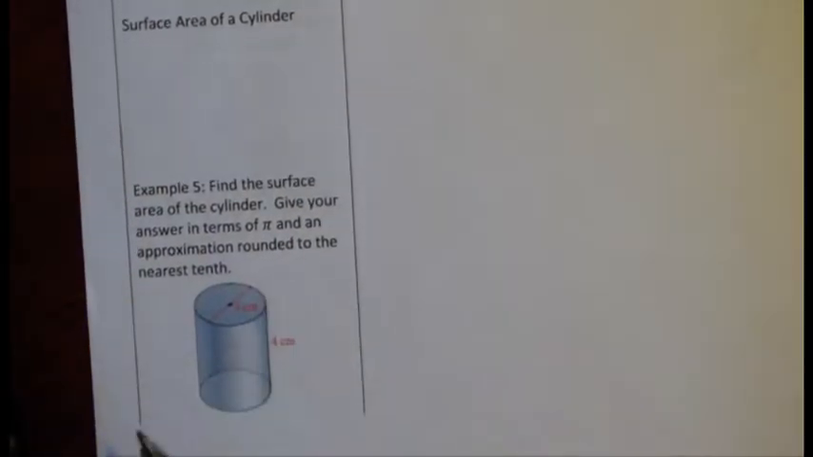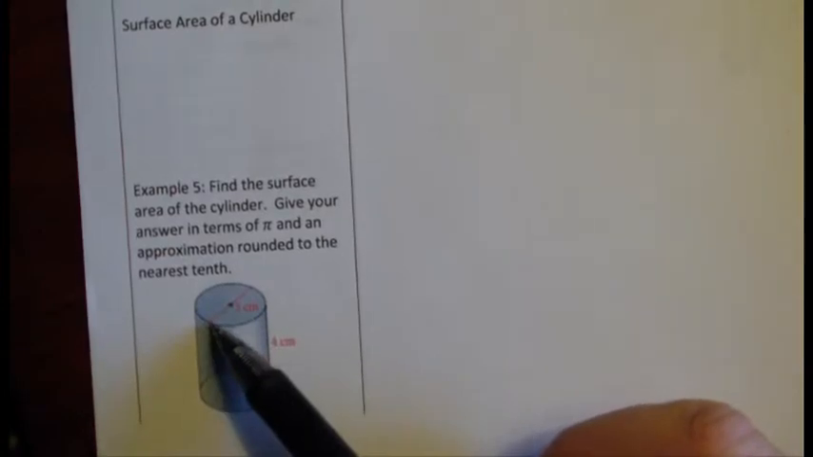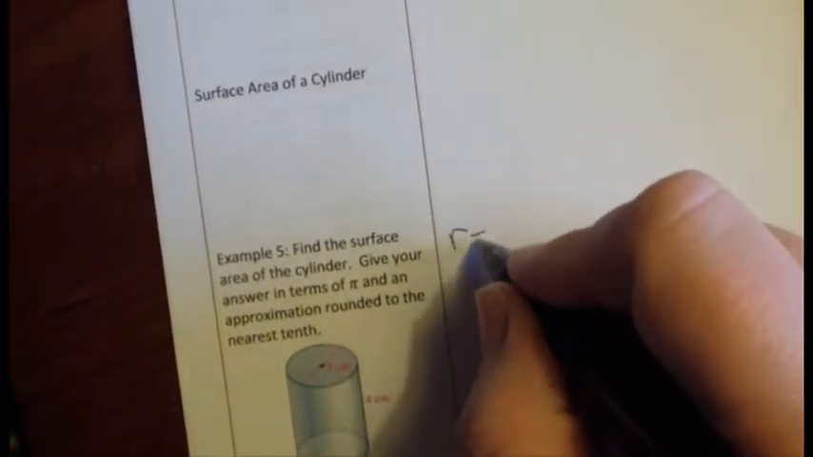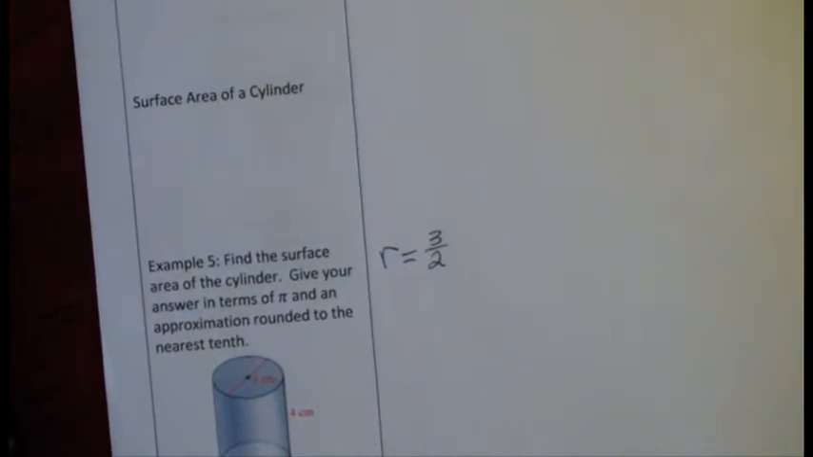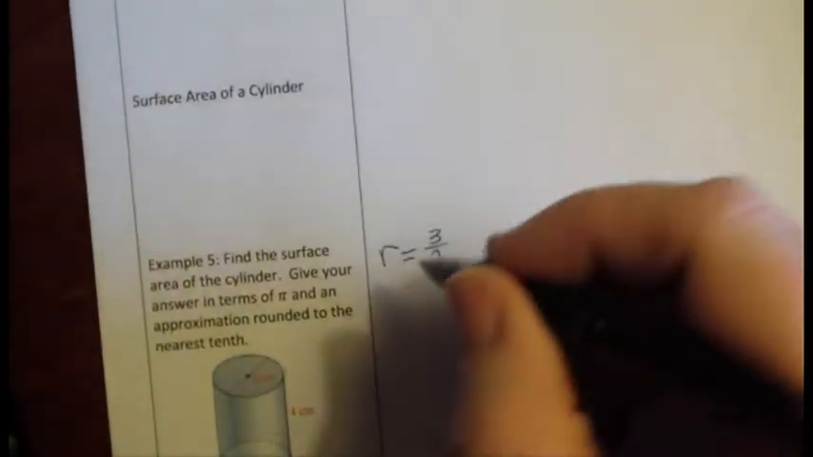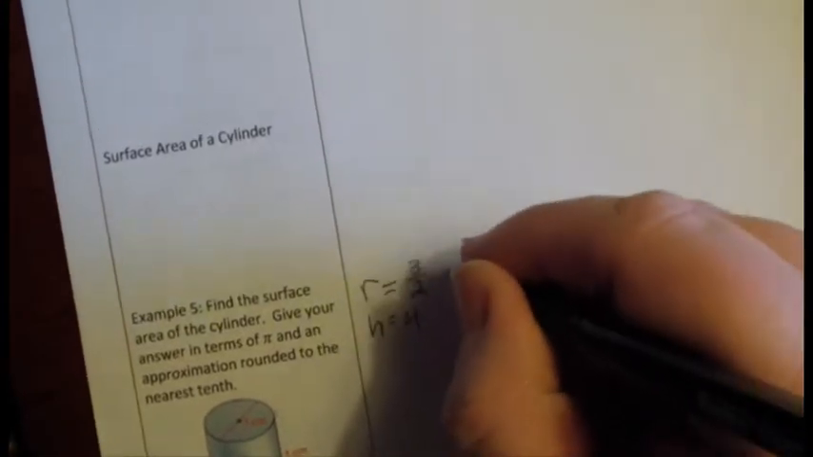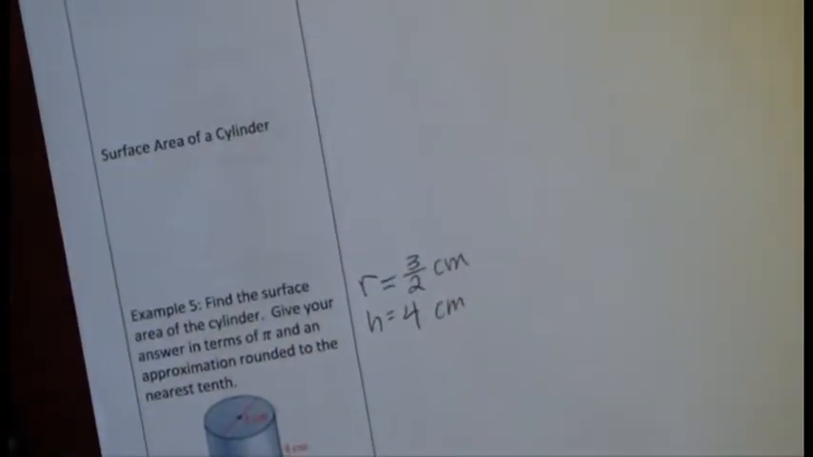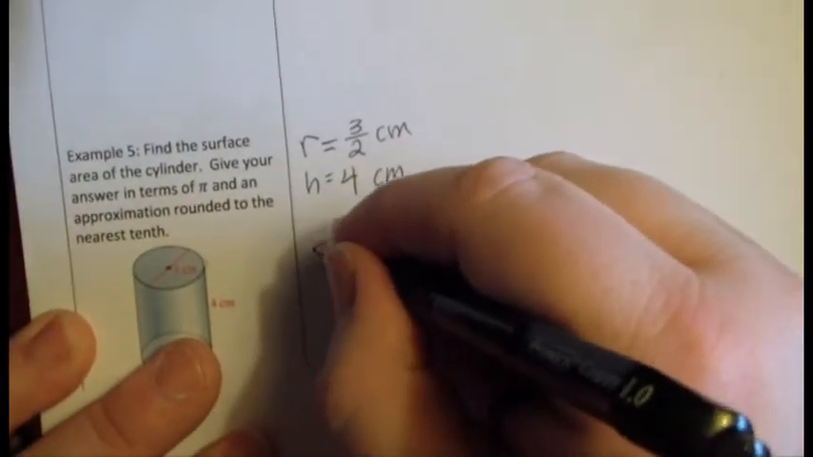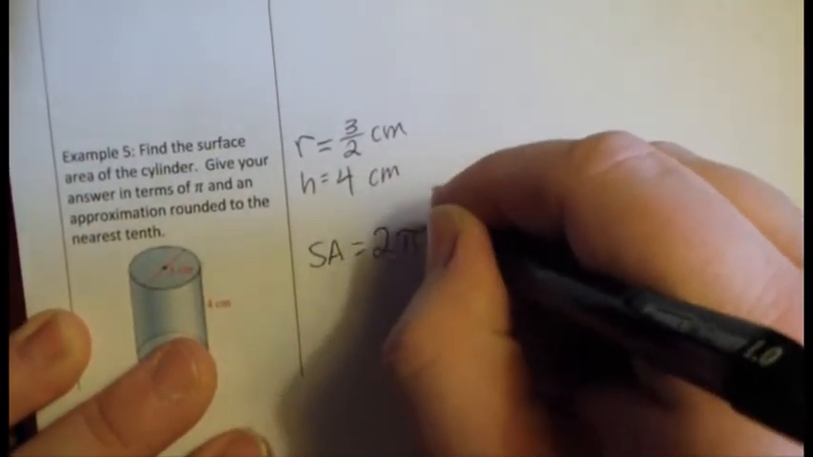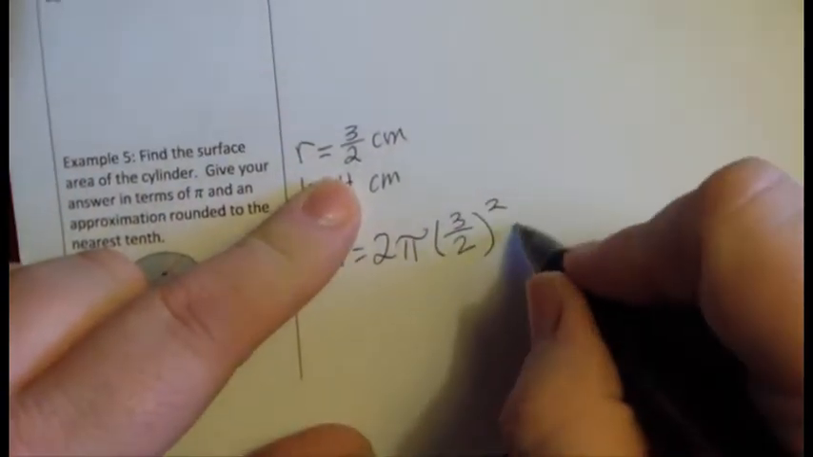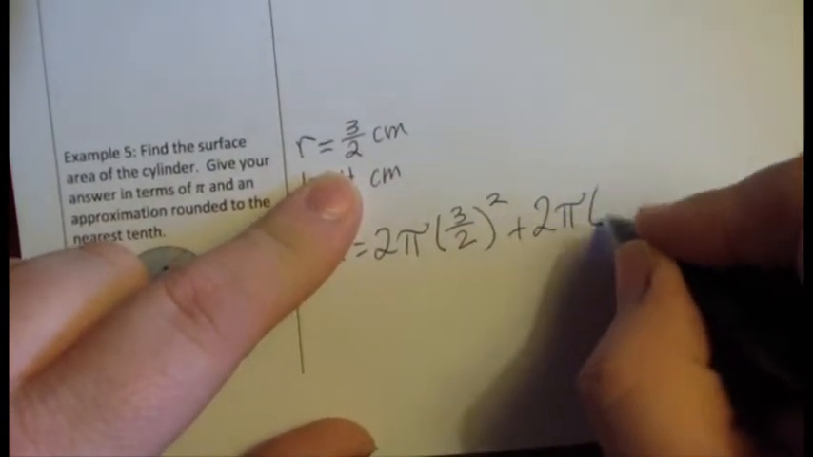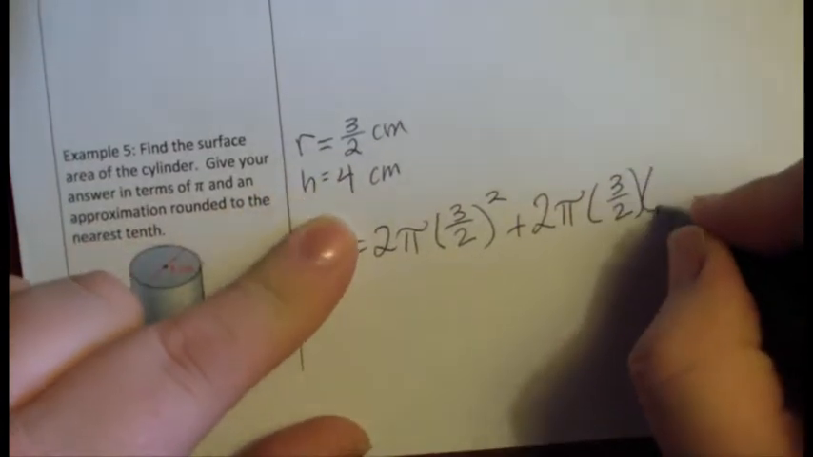If you look at our figure, we've got a diameter of 3 centimeters. So our radius is half of that. I'm going to put 3 over 2 just because I like fractions. If you want to put 1.5, go for it. Our height is 4 centimeters. All right, so our formula, surface area, 2 pi r squared, so 3 over 2 squared, plus 2 pi r h.